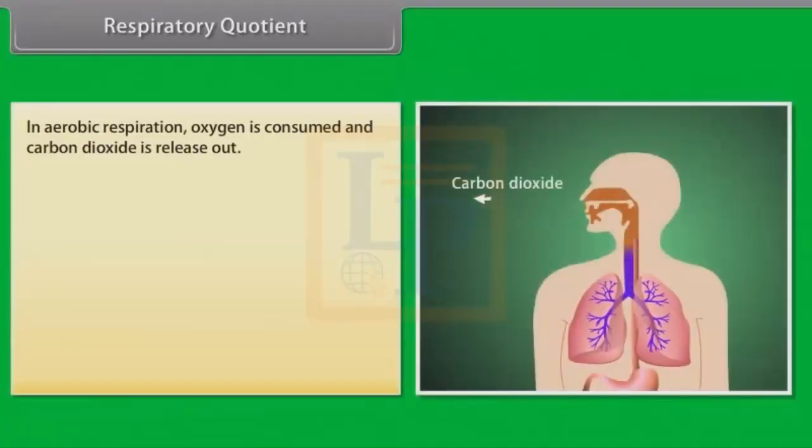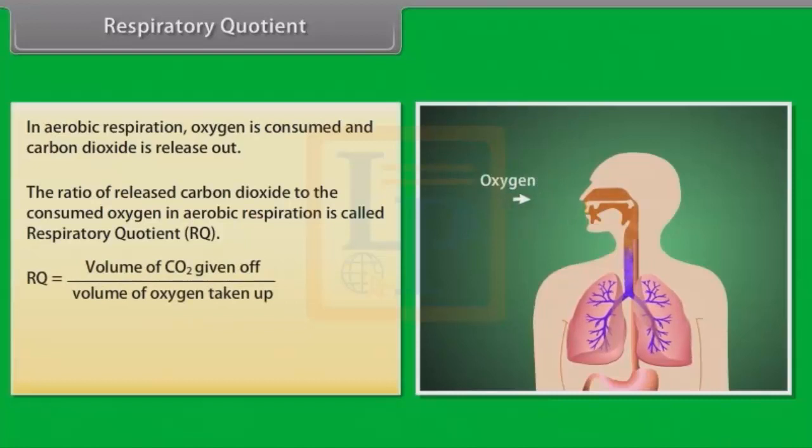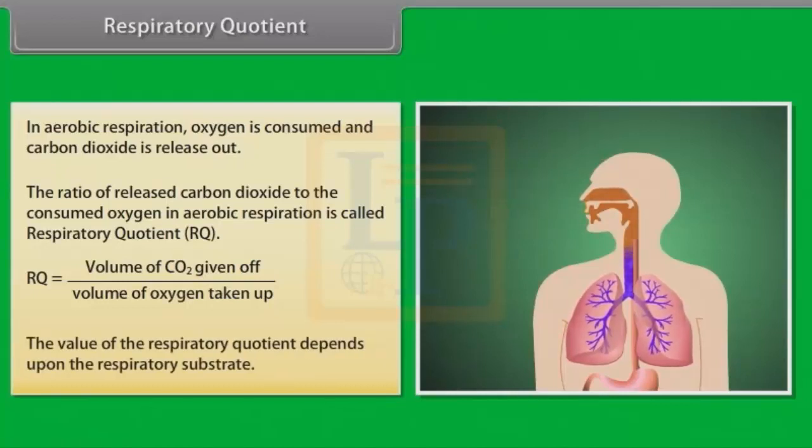Respiratory quotient. In aerobic respiration, oxygen is consumed and carbon dioxide is released. The ratio of released carbon dioxide to consumed oxygen in aerobic respiration is called the respiratory quotient. RQ is equal to the volume of CO2 given off divided by the volume of oxygen taken up. The value of the respiratory quotient depends upon the respiratory substrate.